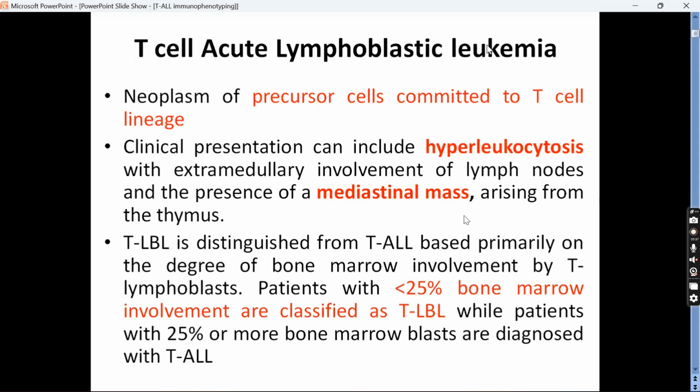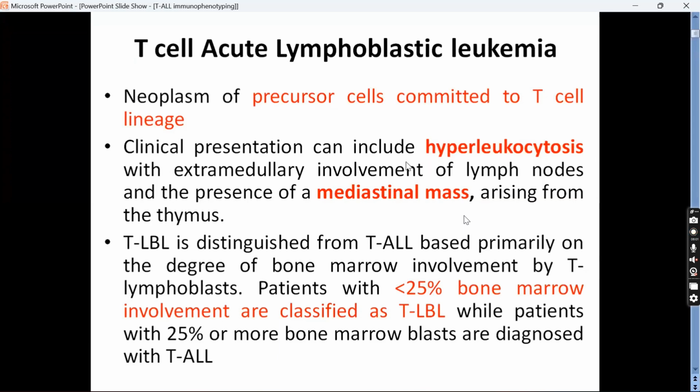So it's a neoplasm of precursor cells committed to T cell lineage. The clinical presentation may include, and this is very important, hyperleukocytosis. Whenever an acute leukemia presents with a count of around 2 lakhs, 3 lakhs, with a mediastinal mass, most likely we are dealing with a case of T acute lymphoblastic leukemia.